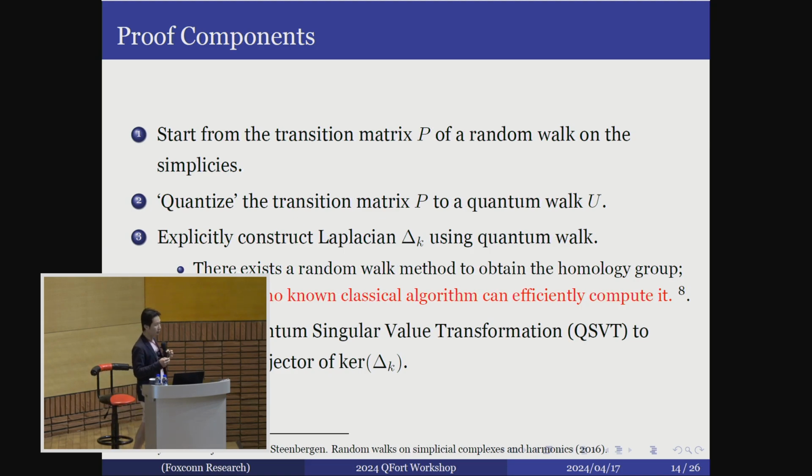But again, this algorithm is not known to be efficient. The reason is that this matrix is too large, right? And they cannot use interference to cancel out many of the terms. So that's why their convergence is very slow. Once we know how to do that, then we could use the standard steps, quantum singular value transformation, to implement this projector onto the kernel of the Laplacian.